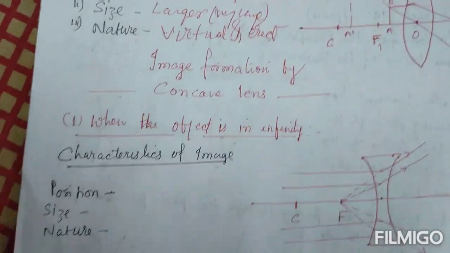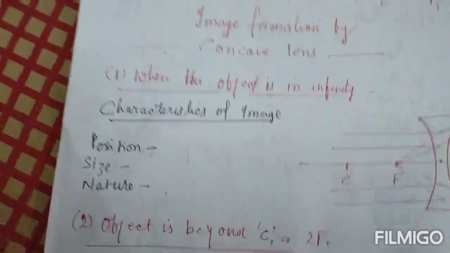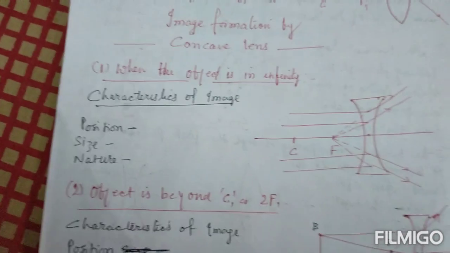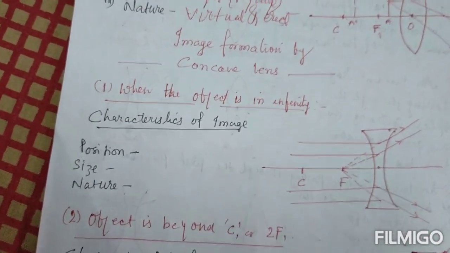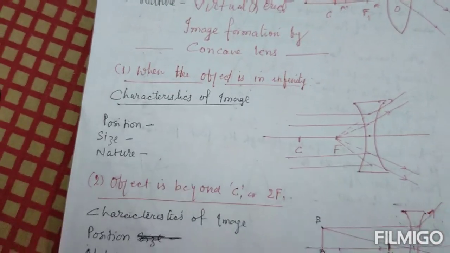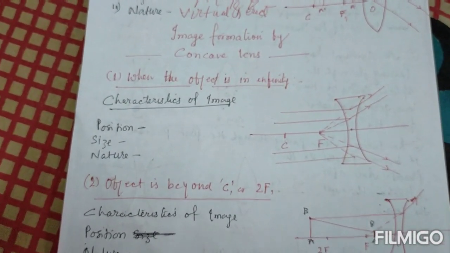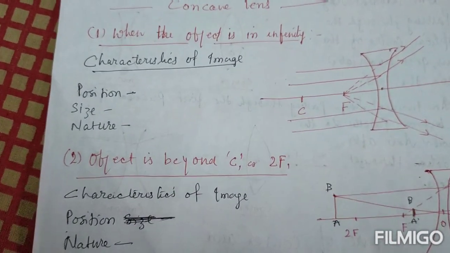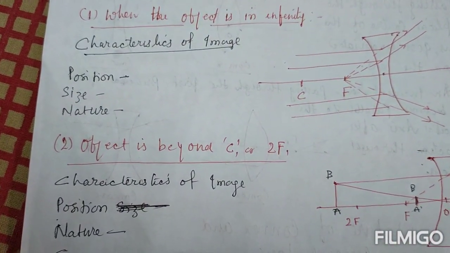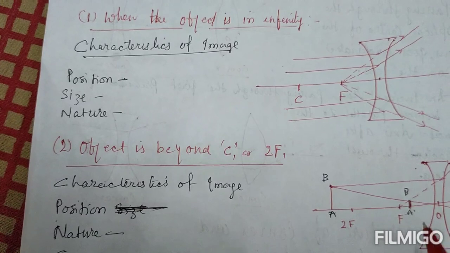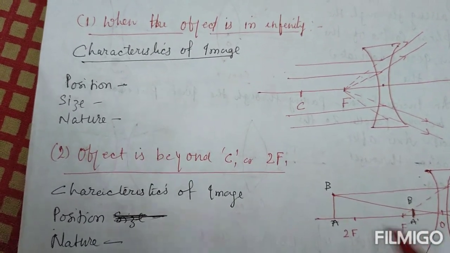Now image formation by concave lens. In case of concave lens, when the object is at infinity, it will form the image at focus, but in the other case, when the object is anywhere between optical center and infinity, the image will form between O and F. We will see one by one.